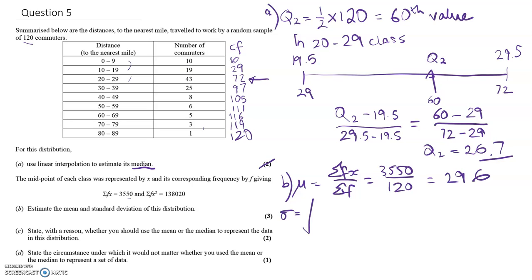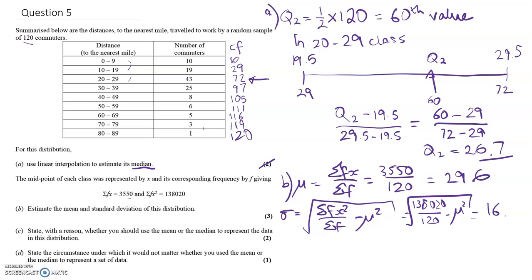And for the standard deviation, you've got the formula: total fx squared over total f, take away mean squared. So that's going to be 138,020 over 120. Take away the answer squared that you got for the mean, and that gives you 16.6.